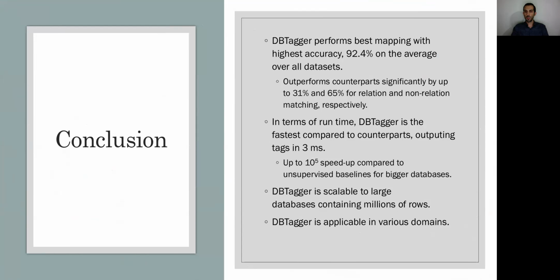To conclude, we propose DBTagger, which utilizes deep learning, and DBTagger performs the best mapping with the highest accuracy, 92% on average for all data sets. DBTagger is not only effective, but also the most efficient one, outputting the tags in the fastest manner in just 3 milliseconds. And our results also indicate that DBTagger is scalable to large databases and applicable in various domains.